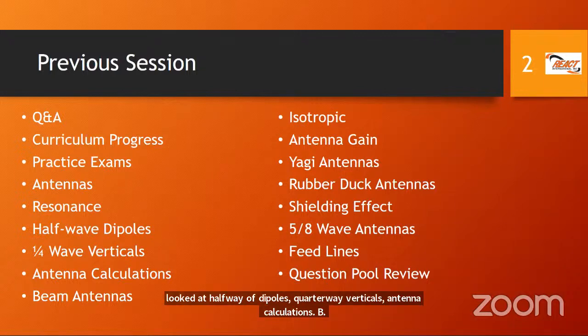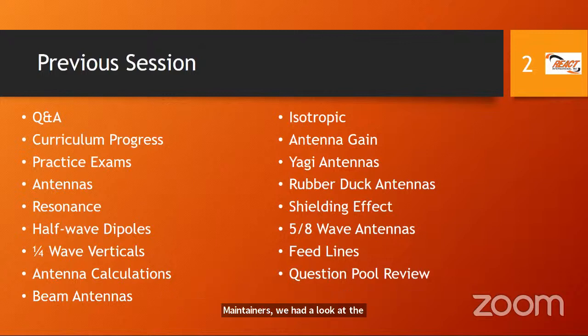We had a look at the isotropic, talked about antenna gain, Yagi antennas, rubber duck antennas. We discussed what the shielding effect was. We also went into some other antennas such as the 5/8 wave antennas. We discussed feed lines, and then we ended with our usual question pool review.